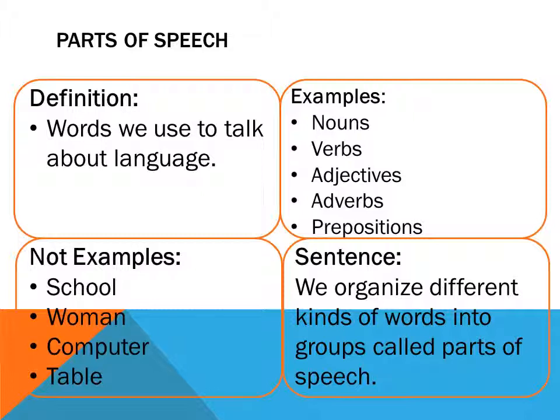So, parts of speech are words that we use to talk about language. Some examples: nouns, verbs, adjectives. These words that are not examples, school, woman, computer, and table, they are actually nouns, but they are not parts of speech. We can describe them that they all fit into the group nouns, but they are not their own group. They are not a part of speech.